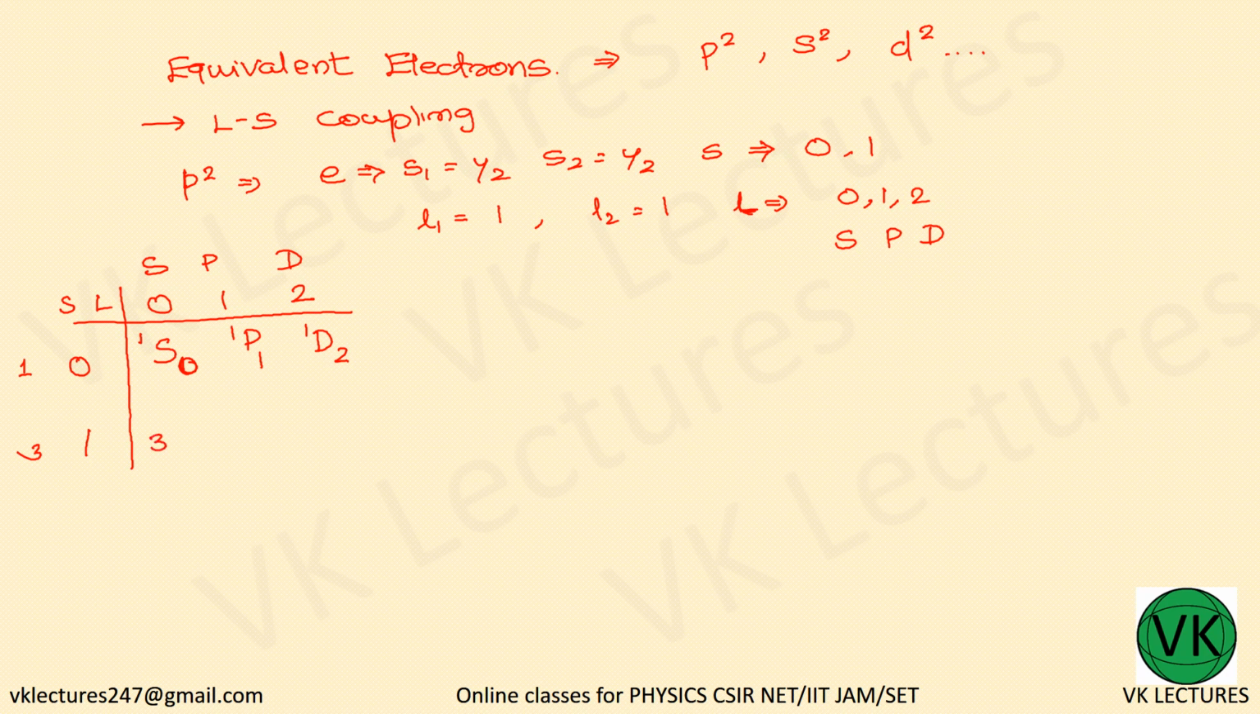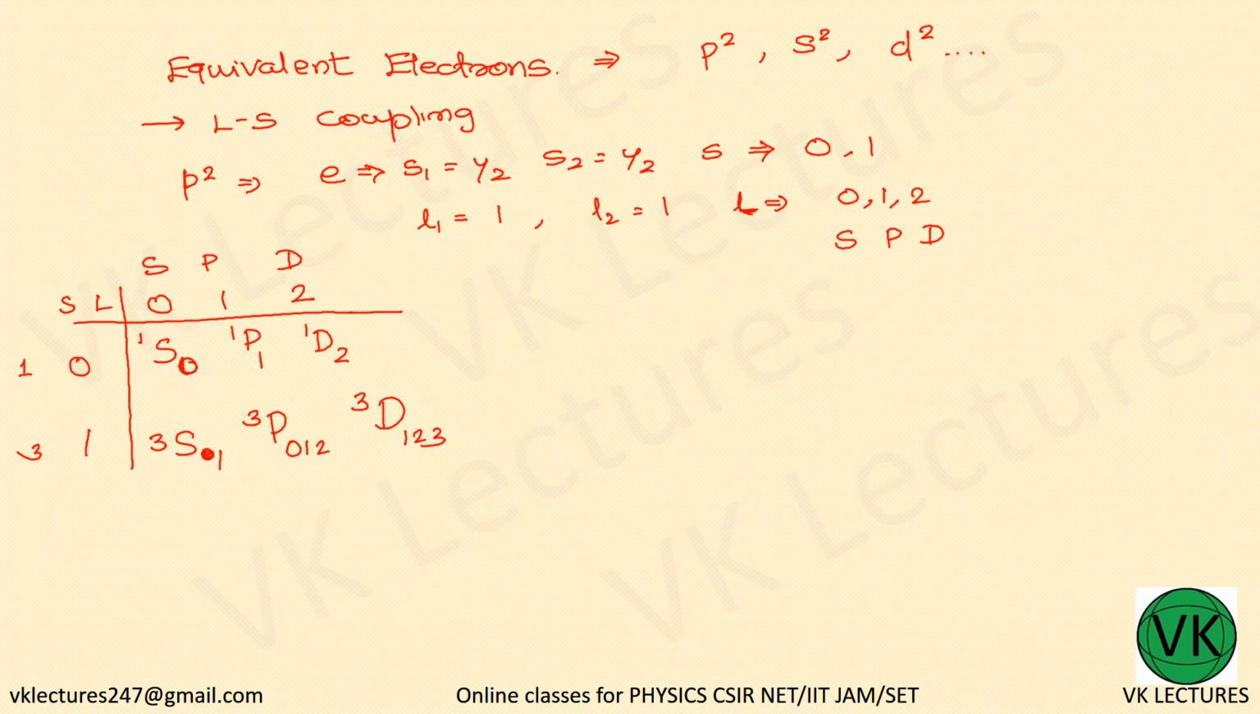That is triplet S 0, then triplet P with J equal to 0, 1, 2, so 3P0, 3P1, 3P2, and here it is 3D with J equal to 1, 2, 3.